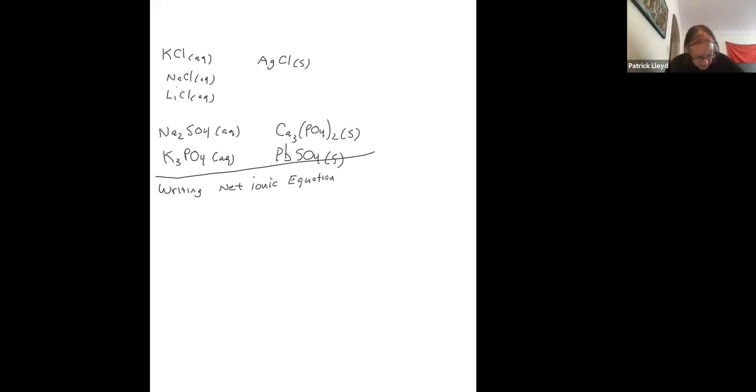And so the net ionic equation is AgNO3 and KCl. And that's going to form AgCl and KNO3. So I'm just writing this down directly from the question. And it wants us to write the net ionic equation. Okay. So here's an approach.